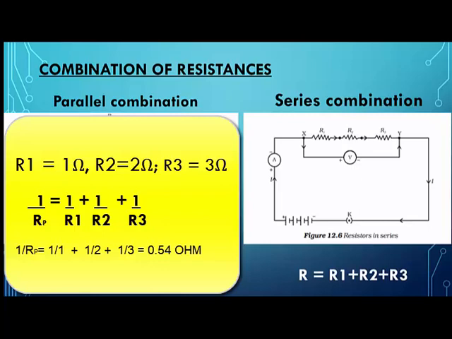Okay, here some of you are going to make this mistake. What you're going to do is, on the left hand side, please write as I'm telling you, 1 upon Rp. On the left hand side write 1 upon Rp is equal to 1 upon 1 plus 1 upon 2 plus 1 upon 3. Okay. Now, what is the answer you are getting when you solve the right hand side?